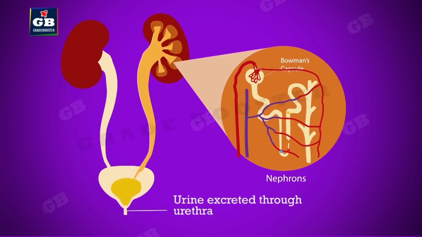It enters the urinary bladder through the ureters. Once the bladder is full, it triggers the sensation of urination. When we relax the muscles of the urinary bladder, the urine flows out through the urethra. These are the important points of the life process.